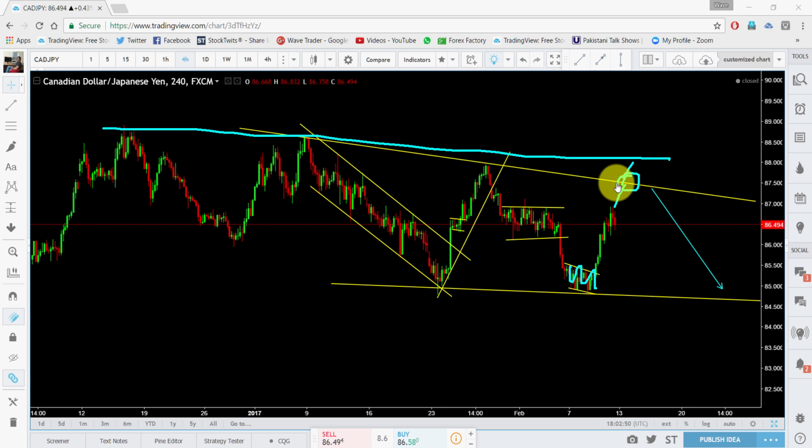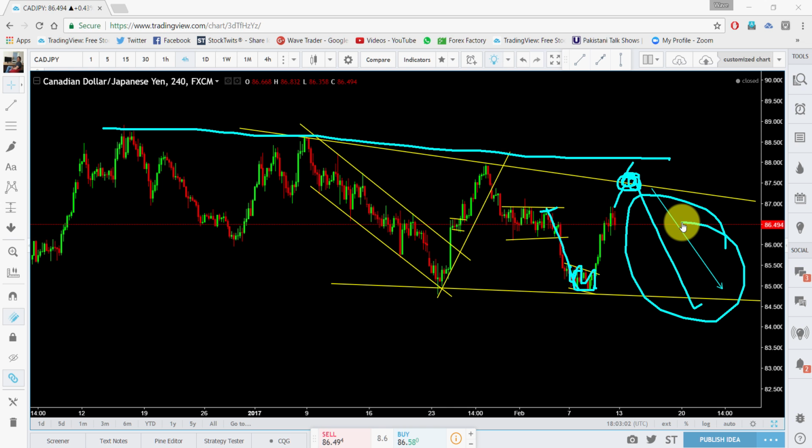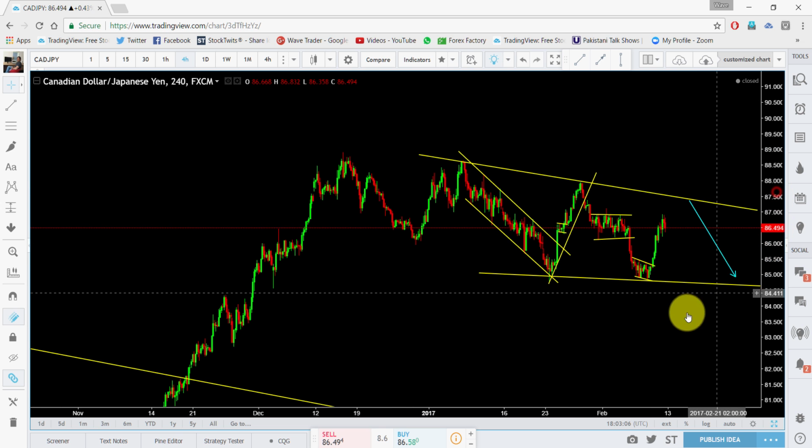So be careful when you are looking to sell on this pair. Last time we were looking for sell here, and looking for buy at the bottom. And now we will look for a trade setup here at this place, okay, for this move. I hope we're going to get this move in the next week.